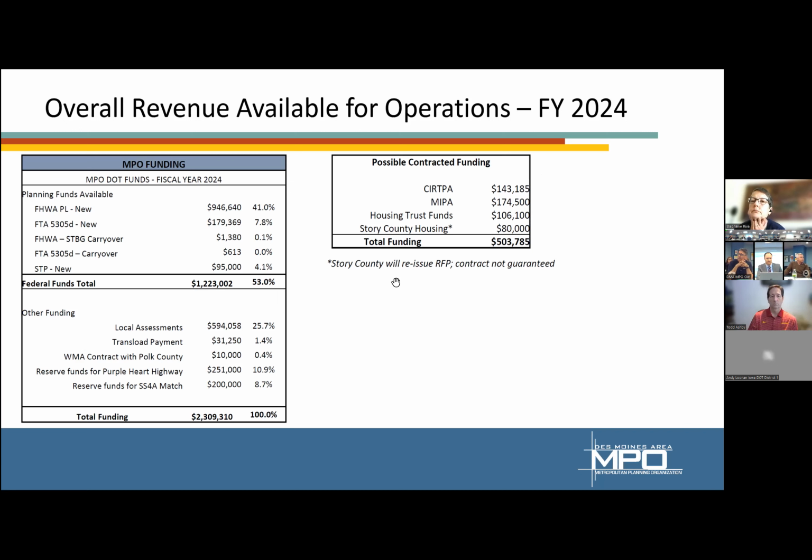Just while we're on the topic of Story County, that is the project that was awarded to the MPO, and that kind of kicked off a lot of these strategic conversations. Story County has indicated they're going to reissue that RFP based on lack of MPO accepting that contract. So that'll be reissued. So if that were to go to MIPA, for example, there's no guarantee that'll happen.